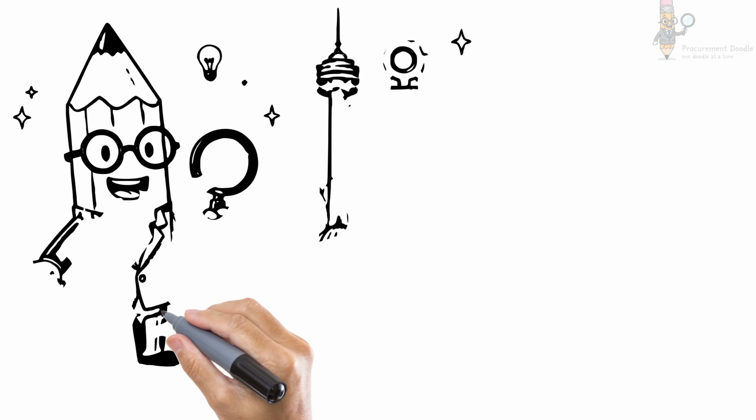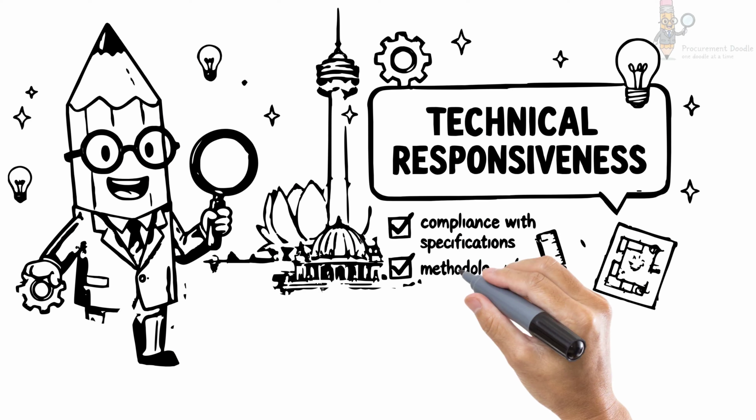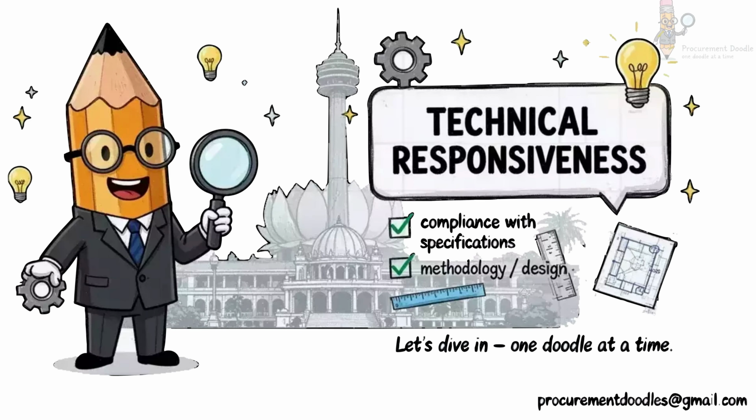In the last video, we discussed the commercial responsiveness of the bid and the prerequisites that come before technical evaluation. Now, in this video, we're going deeper. We'll talk more about the technical responsiveness of the bids. What does that mean? Checking if the bidder's technical solution, equipment, specifications, and methodology fully meet what the tender asked for.